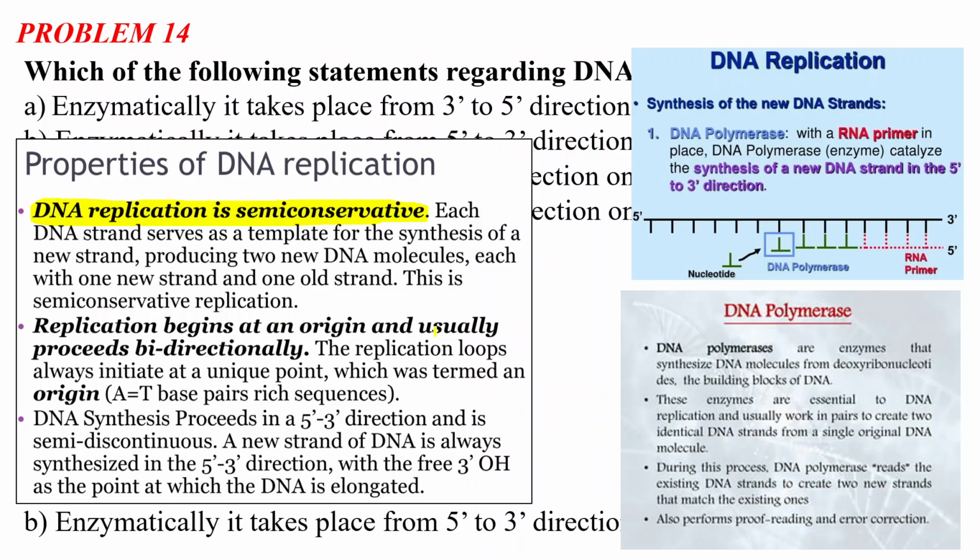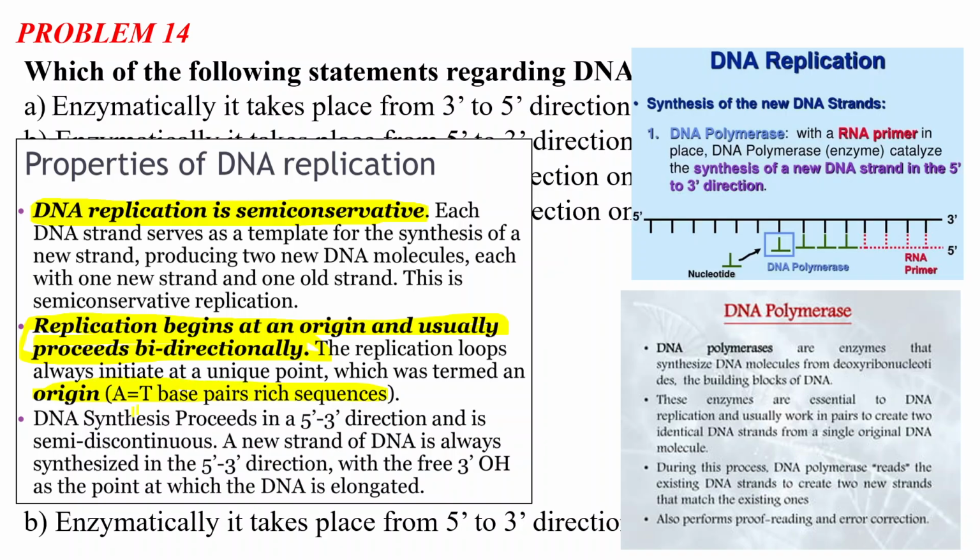Replication begins at an origin and usually proceeds bidirectionally. The replication loops always initiate at a unique point, which is termed the origin. AT base pair rich sequences are known as the origin sequences.